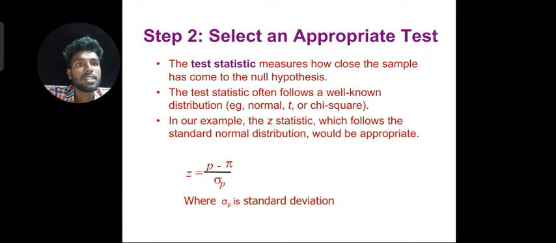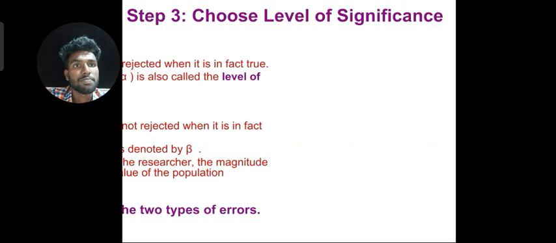The test statistic measures how close the sample has come to the null hypothesis. The test statistic often follows a well-known distribution, for example normal, t, or chi-square. In our example, the Z statistic, which follows the standard normal distribution, would be appropriate. Z equals p minus pi divided by sigma p, where sigma p is the standard deviation.